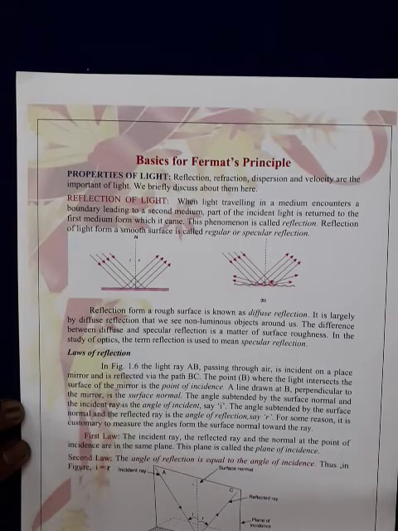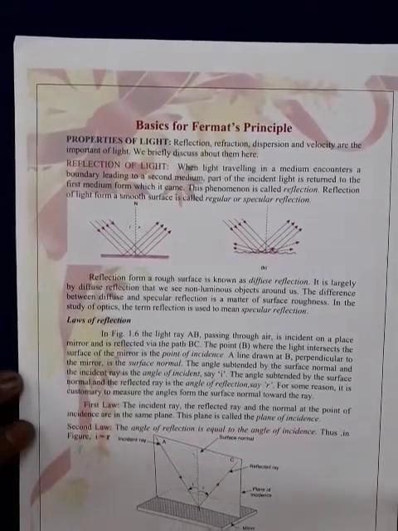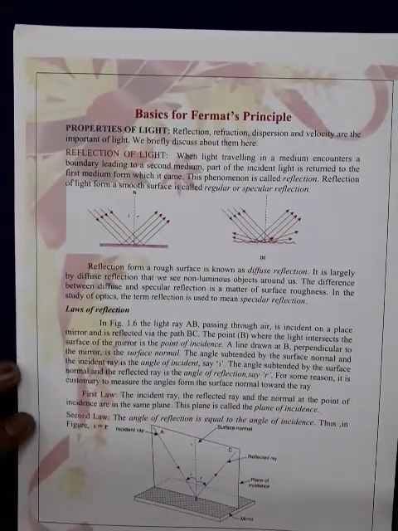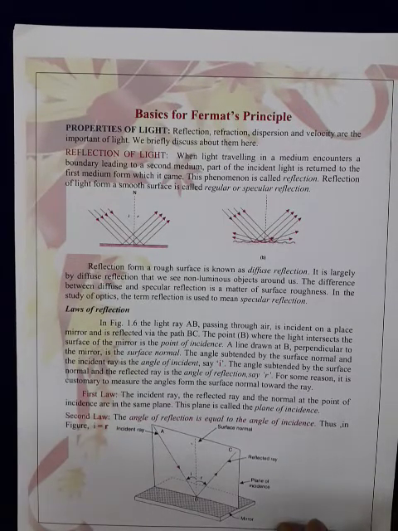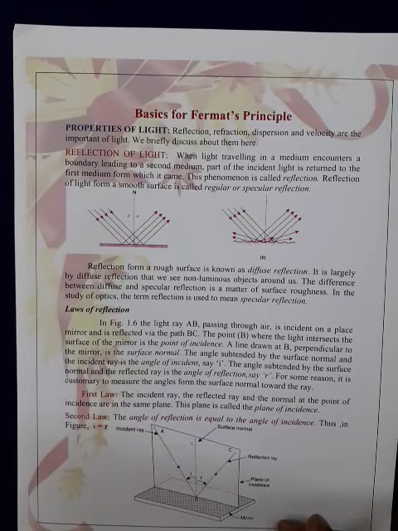The reflection from a rough surface is known as diffuse reflection. It is largely by diffuse reflection that we see non-luminous objects around us. The difference between diffuse and specular reflection is a matter of surface roughness. In the study of optics, the term reflection is used to mean specular reflection. Sometimes we have to use the diffuse reflection, and most of the time we have to use the specular reflection.